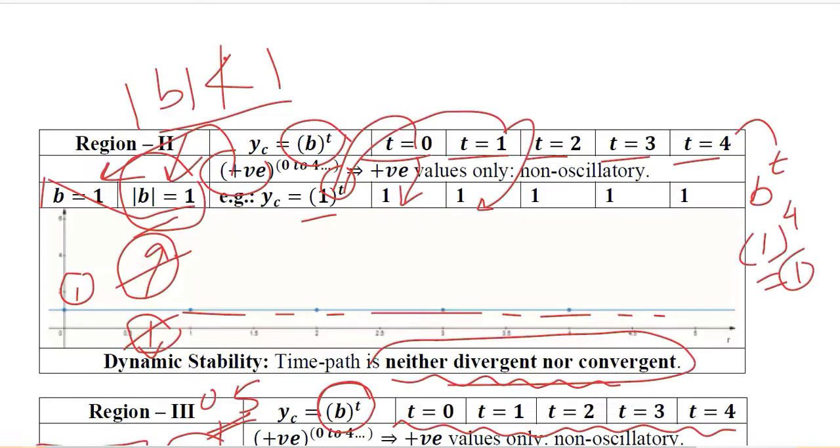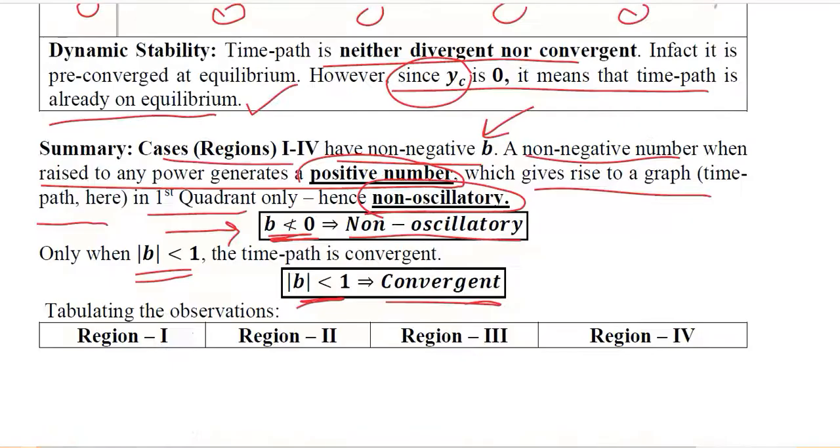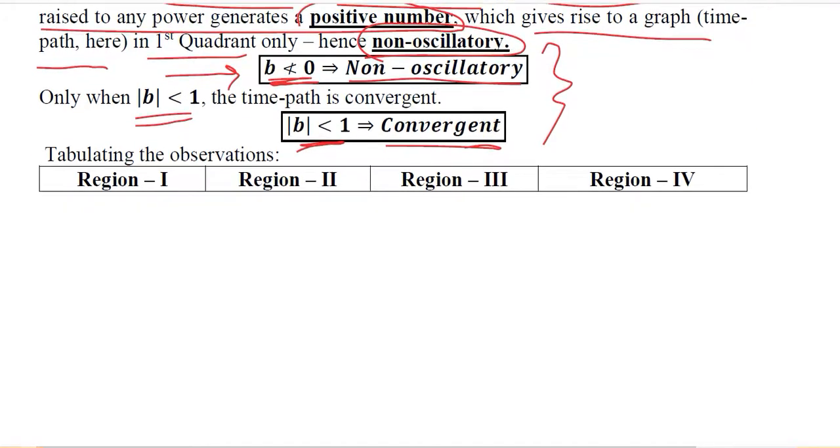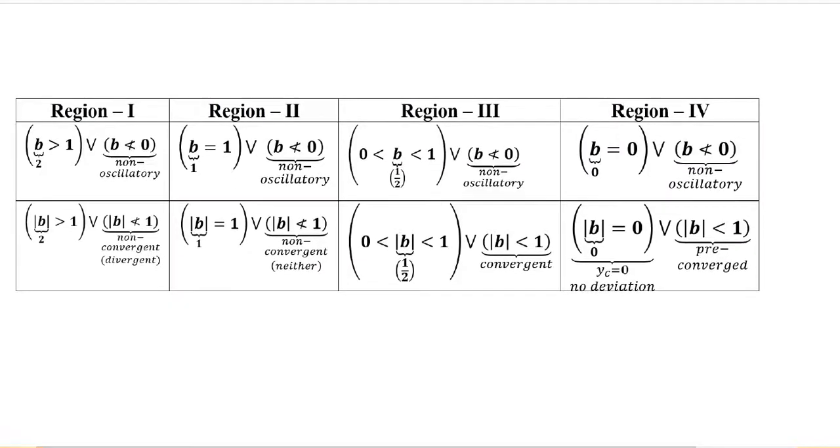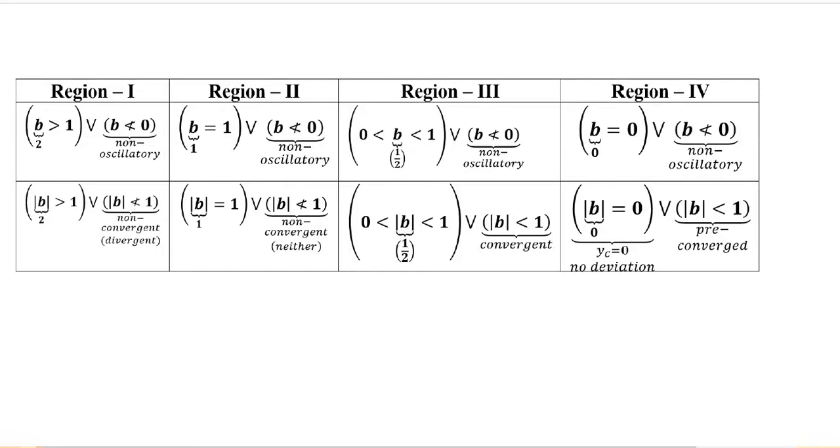So the summary actually gives us a kind of pattern that we can remember, for the sake of remembering the pattern of the time path of first order difference equations. Now we have a summary of all these cases. It is quite helpful. Region 1, region 2, region 3 and region 4. We have analyzed 4 regions.